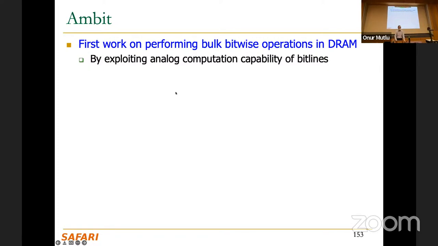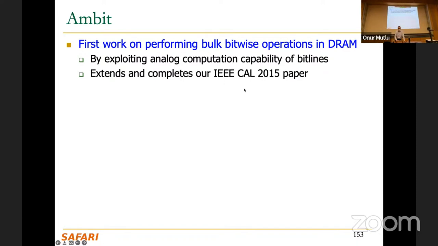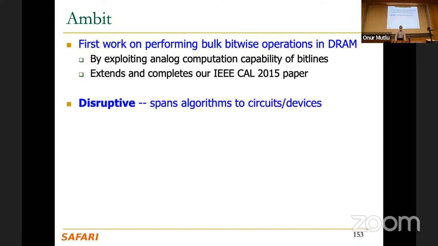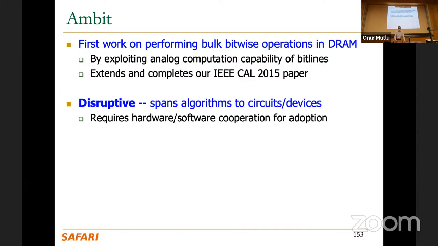If you want to have a top conference work, it exploits the analog computation capability of bitlines, and it extends and completes the Ambit paper, because in the original paper, you just look at bitwise AND and OR. I think that's not enough, clearly. It still provides you benefit, but it's not as powerful as a functionally complete engine. So clearly, it's disruptive, spans algorithms to circuits, devices, and we talk about that in the paper. It requires software-hardware cooperation for adoption. You cannot just say, oh, I built the hardware. You need to actually adapt your algorithms to take advantage of it also.